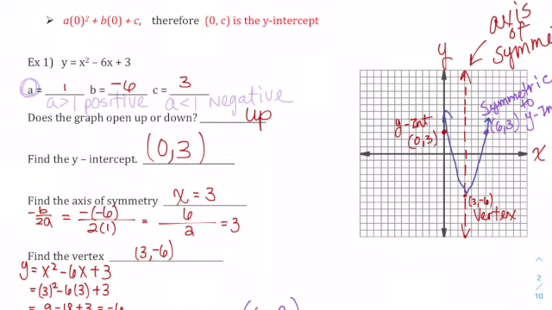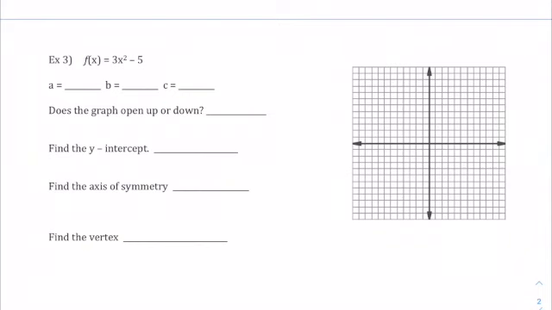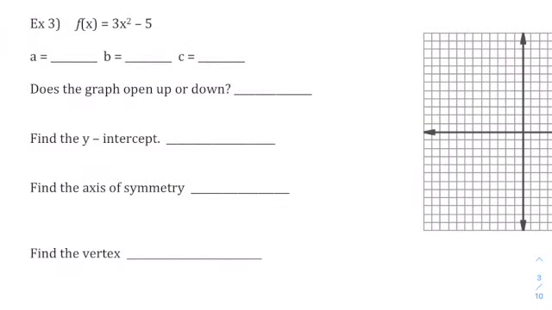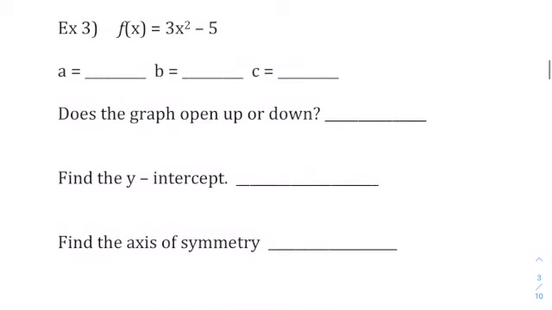The y-intercept should be 0, comma 3. I would like you guys to try example number 3. For example number 3, I would like to give you a little hint to start: a equals 3, but since we don't have an x term, b is going to be 0 and c is going to be negative 5. Go ahead, please give it a try from there.